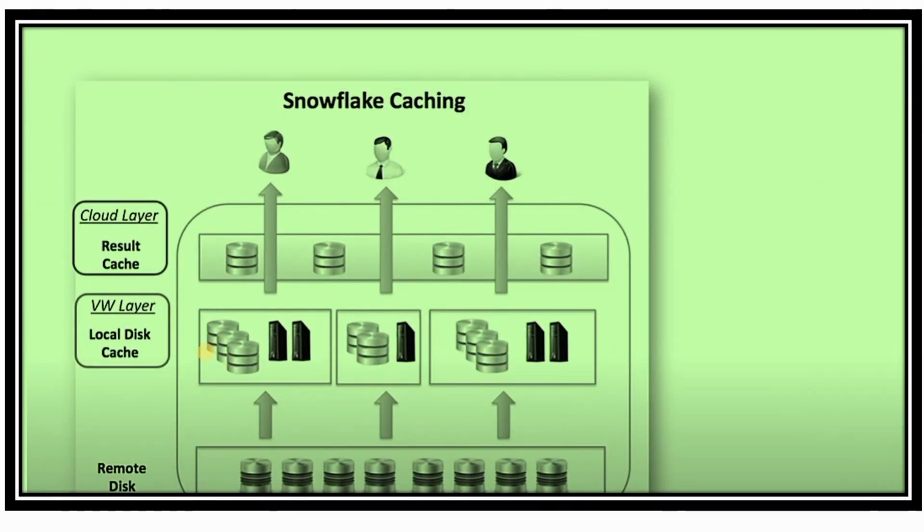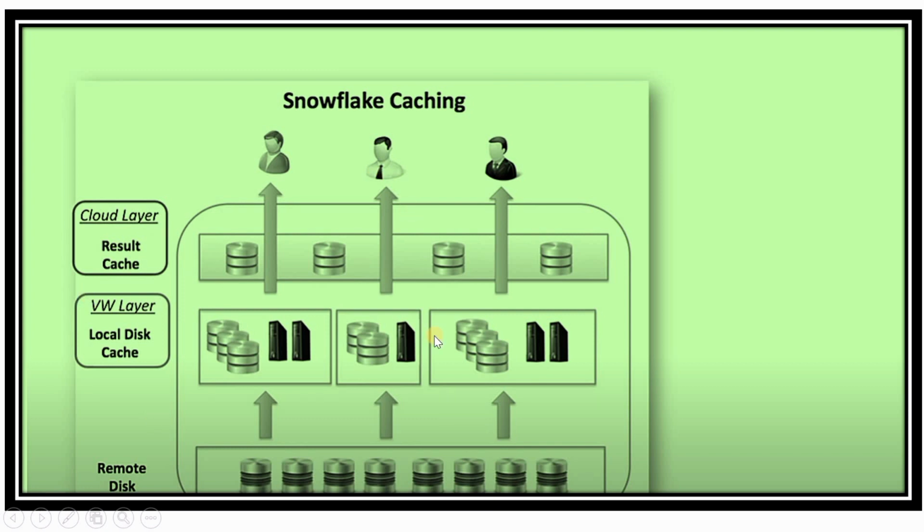So basically this is a diagram for Snowflake caching. Okay, so let's understand by this diagram. This is a remote disk where all the data of the Snowflake is stored. Okay, and this is the warehouse layer where the local disk cache is stored, and this is the cloud layer where the results cache is stored. Okay, as we have discussed all about the architecture of the Snowflake, where we discussed the storage layer, compute layer, and all this. If you haven't seen that video, then you can visit the description and watch that video from there to understand more about the architecture of the Snowflake.